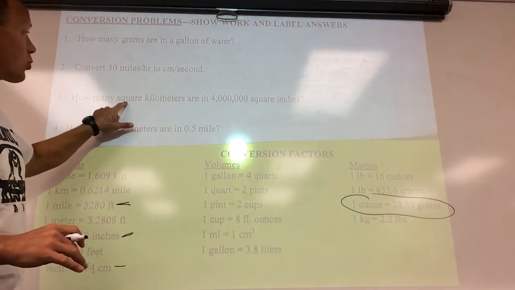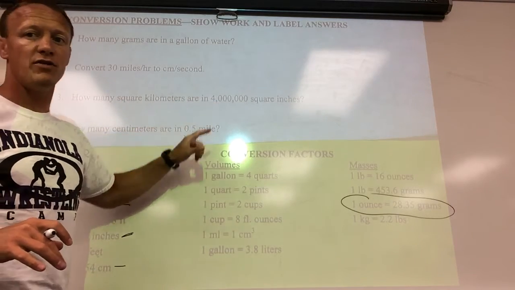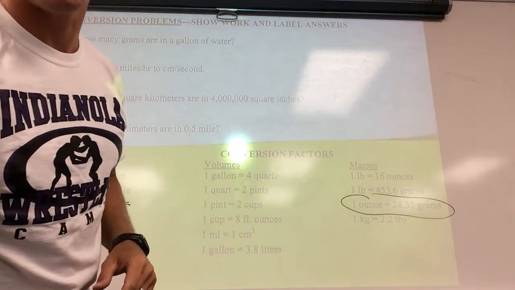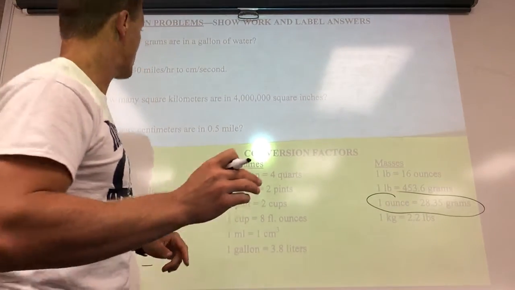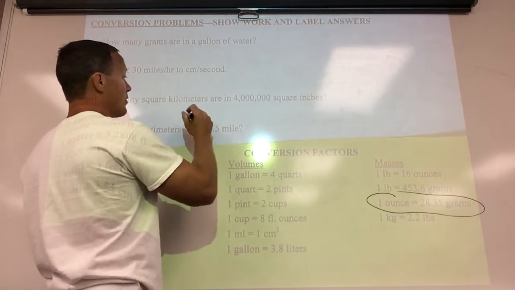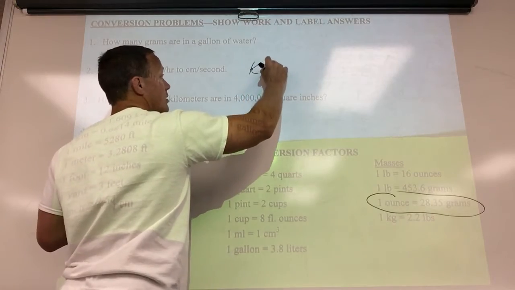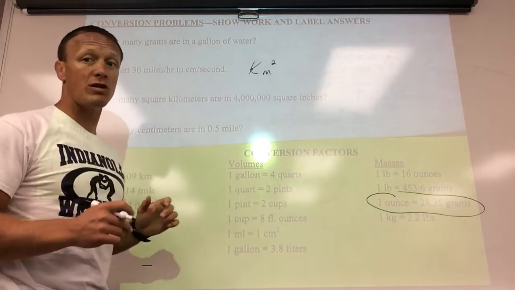Last one wants to know how many square kilometers are in 4 million square inches. Okay, I won't give you these squared ones or cubed ones real often, but every once in a while, they'll give you one like this. Here's what you got to remember here. We're starting with this, we want to finish with square kilometers.